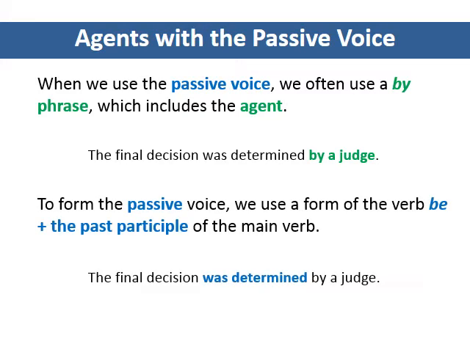Note that to form the passive voice, we use the verb be plus the past participle of the main verb. In this sentence, the writer uses the past of be and the past participle of the verb determine. Note that for regular verbs, the past participle ends in ed.